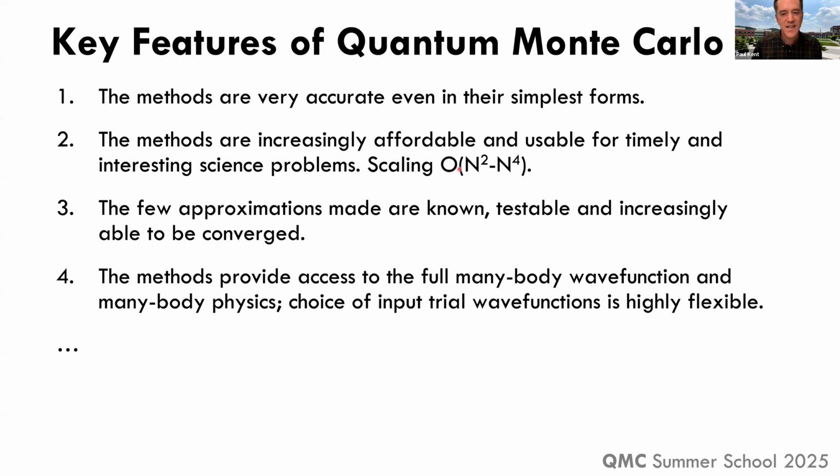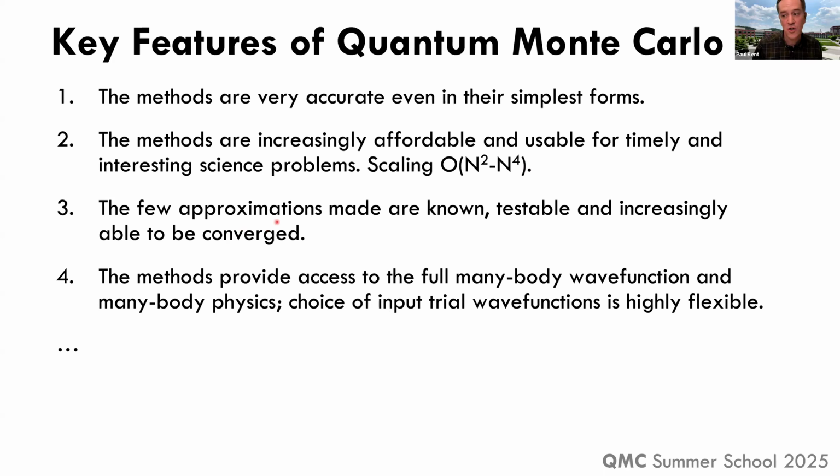And one thing that helps is that the nominal scaling is cubic with electron count, but the properties could be plus or minus 1 from that, so square to 4th power, typically. That's quite affordable, and a slightly lower scaling than some of the other many-body methods out there. And then importantly, as I alluded to on the last slide, we know what the few approximations are. There's not many at all. And increasingly, these can be tested and converged or made smaller. So one can do some sensitivity analysis.